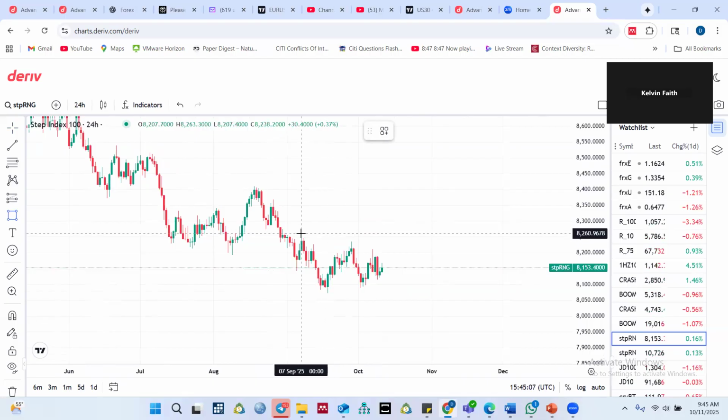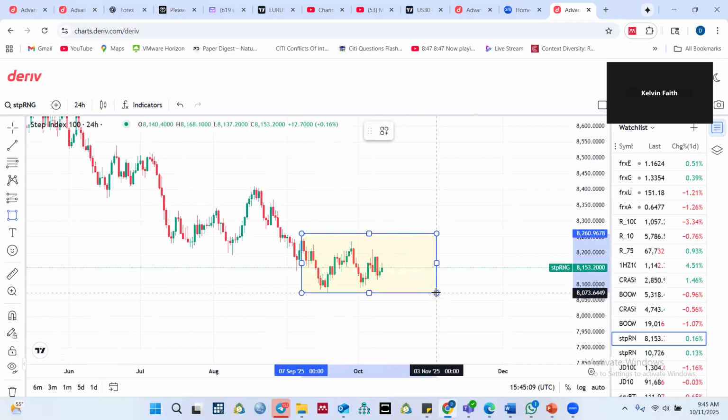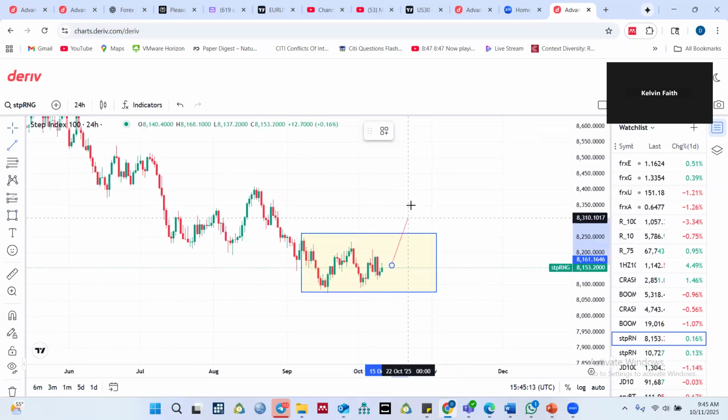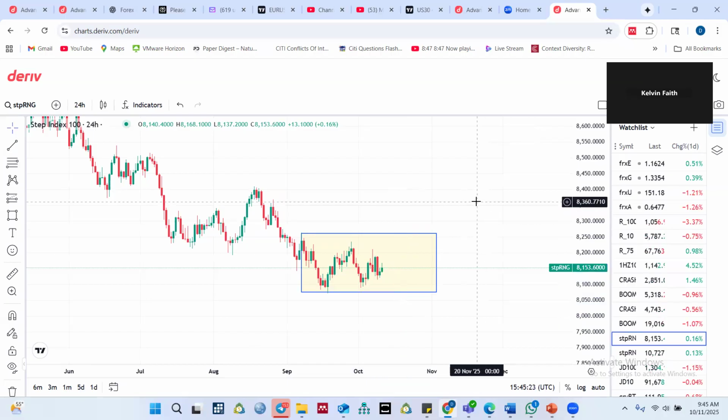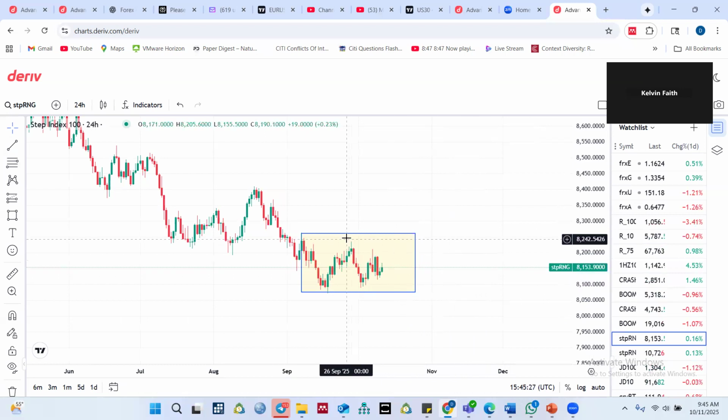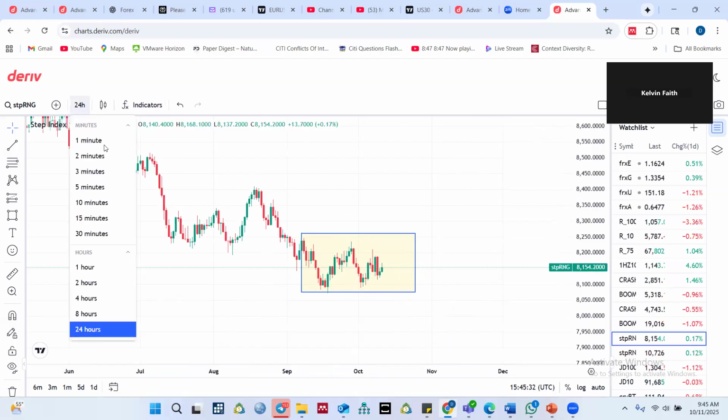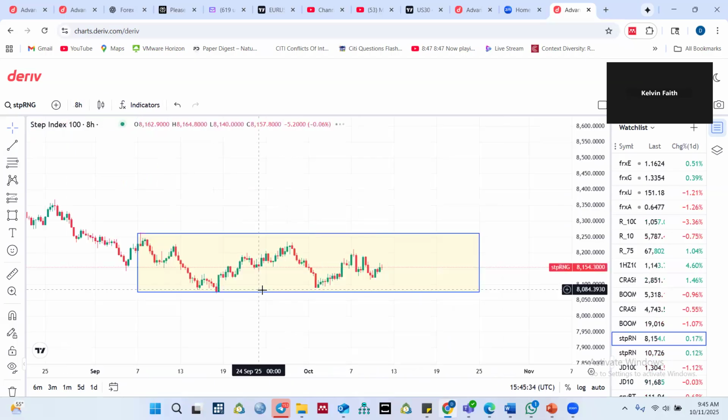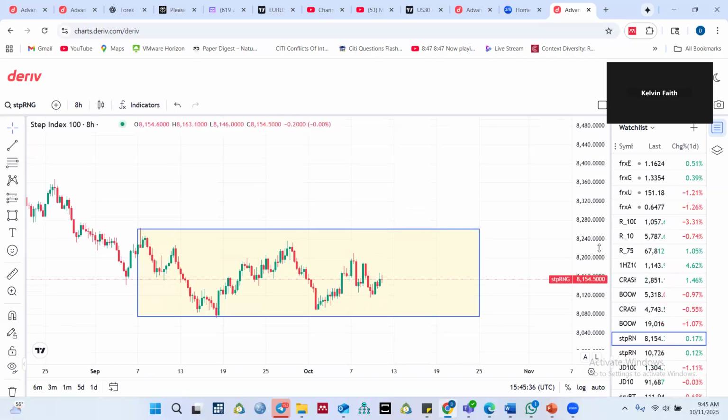This is that range from here to here. And we are expecting two things. Either price goes up, tests here or takes here out, or price drops down and gives us a new low. These are the two things that we are looking at right now inside this range. Good. So in this range, let's now move to the 8-hour time frame and see what is happening.